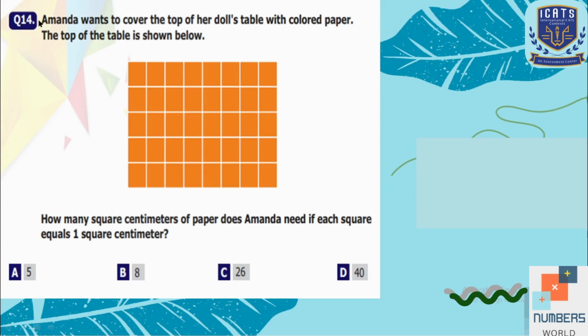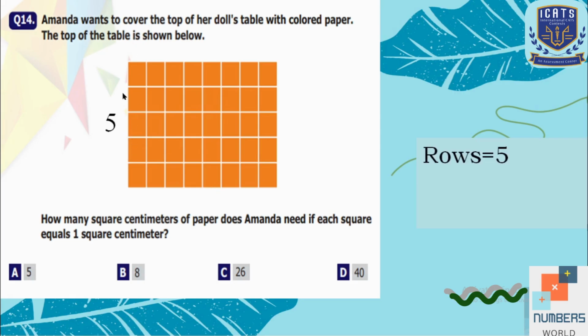Number 14. Amanda wants to cover the top of her doll's table with colored paper. The top of the table is shown below. So here we can see the table. How many square centimeters of paper does Amanda need if each square equals 1 square centimeter? So first of all, we are going to find the number of rows we have. 1, 2, 3, 4 and 5. So we have 5 rows.